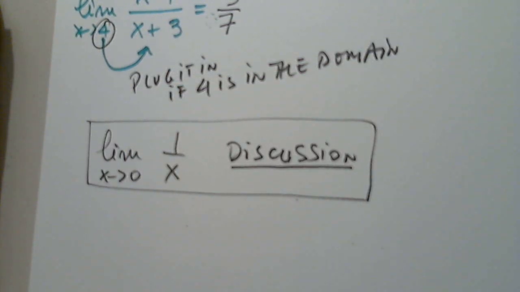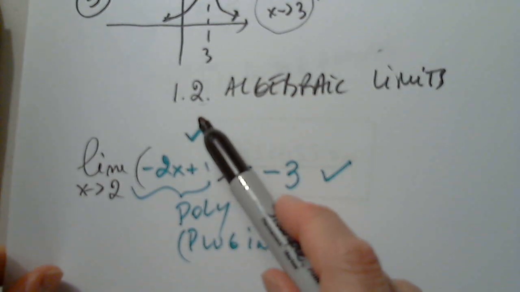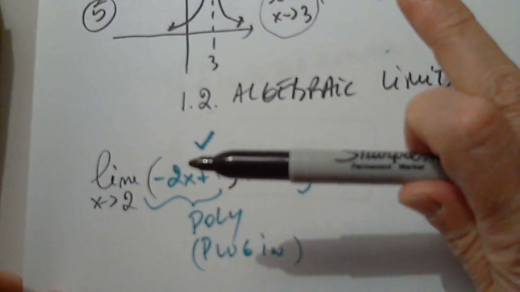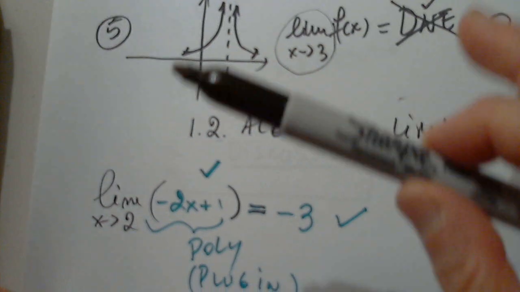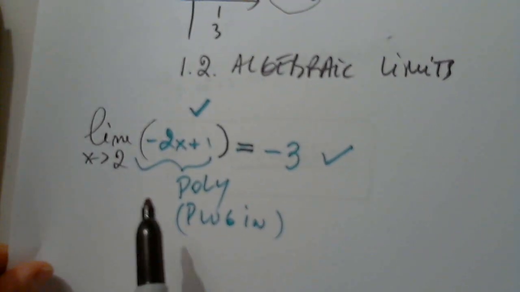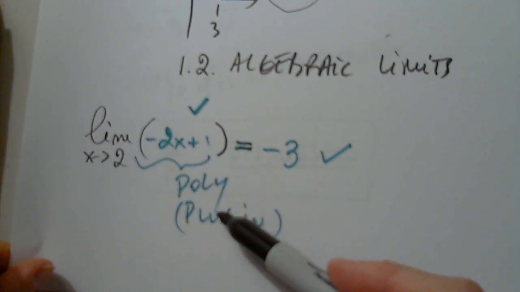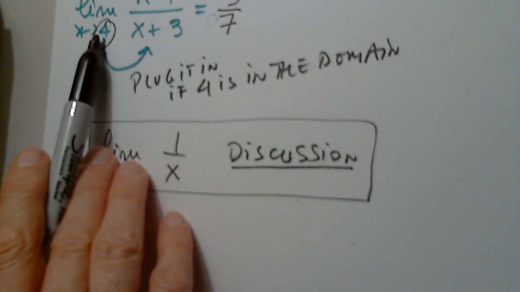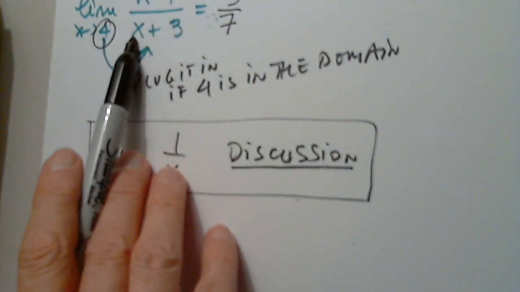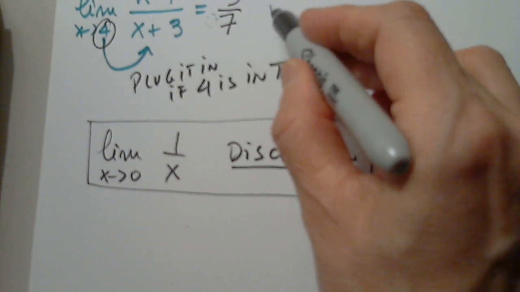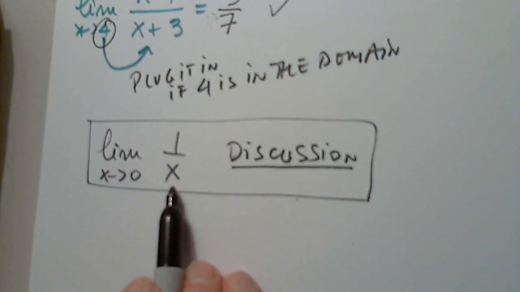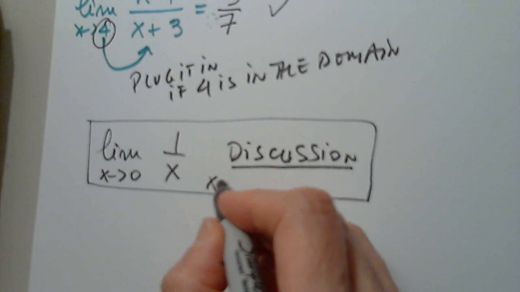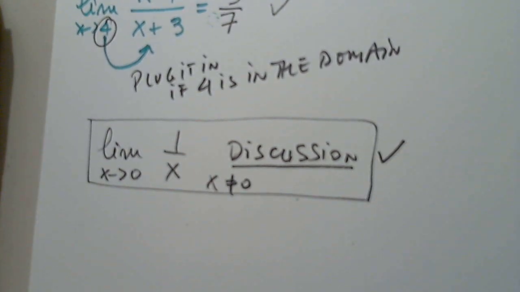So what we learned quickly from 1.2, which you cannot finish, but you can finish 1.1. We learned that if we determine the limit of a polynomial, very easy, plug it in. If we determine the limit of a rational function when x approaches a number that is in the domain of the function, again, plug it in. But if x approaches a number that is not in the domain of the function, then we have to discuss on Thursday, and that's our starting point.